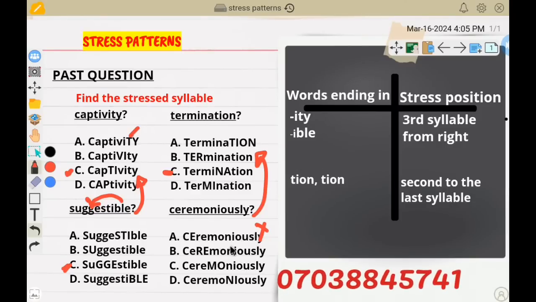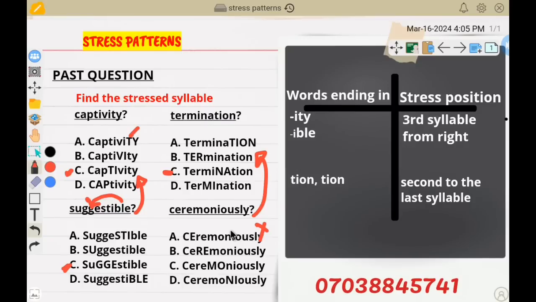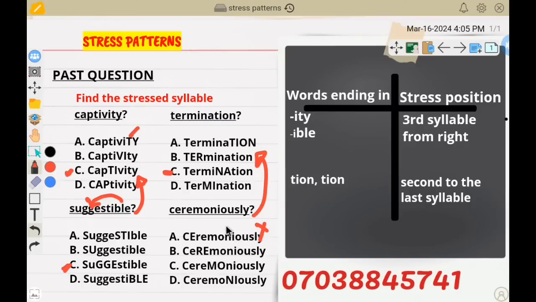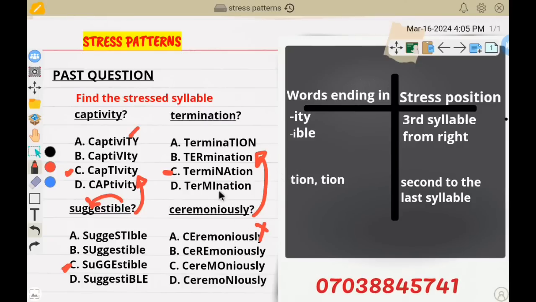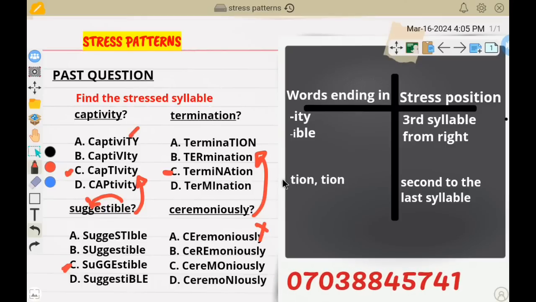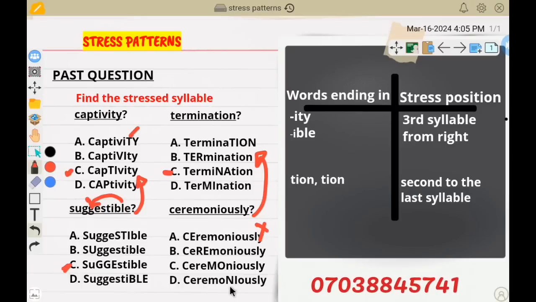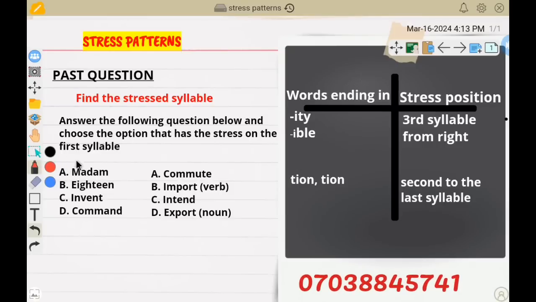So we have ceremonious. So this part here, there are two syllables here, because you have neos. It's two things, two vowel sounds. So neos. So the ni part there is the one before the last syllable. So this is the correct answer here. So D. So right here we have another set of questions.